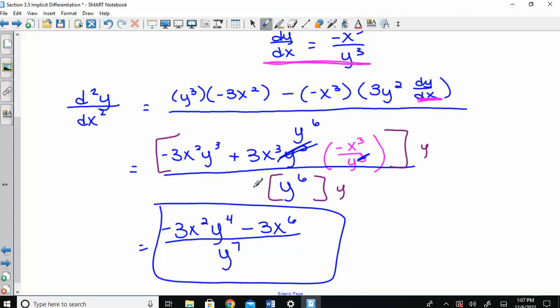Wait, why did you change it to y to the 6th on that one? Over low squared, so y cubed squared becomes y to the 6th. Okay, so why did you take out the 3x cubed y squared? Like, why did you take out the y squared? Oh, I canceled it with the denominator of this fraction.